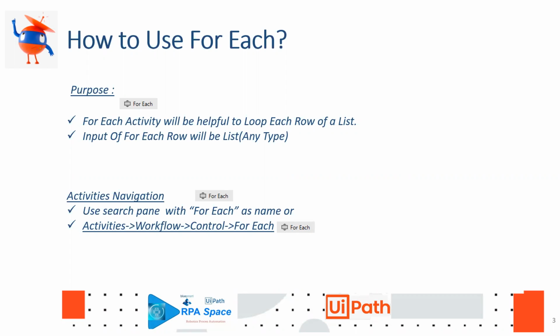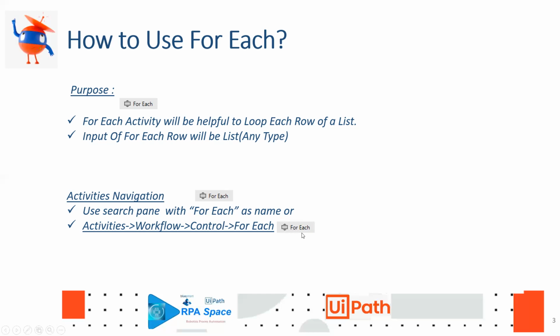The For Each activity is really helpful when you want to perform a loop over a list of strings or a list of any other type of argument. To find the For Each activity, you can directly go to the Activities panel in UiPath and search for For Each. Or if you're wondering under which menu it is placed, you can search under Activities, Workflow, Control, and you will find the For Each activity with this icon. You can see it on the screen.